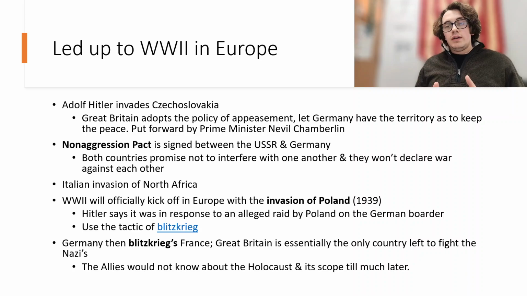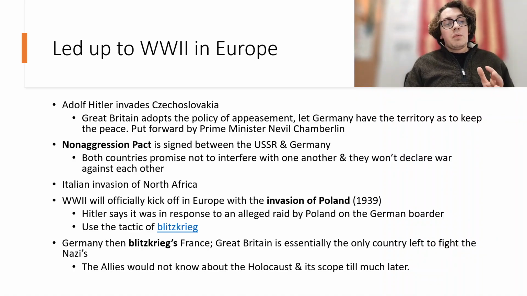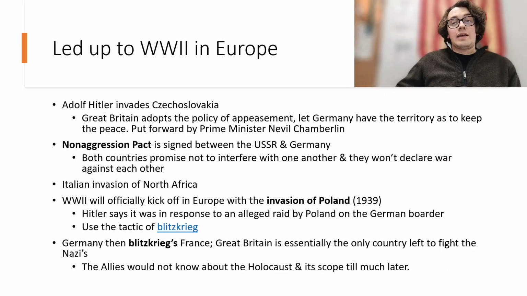Ultimately, after this point, Great Britain's like, all right, we need to step in. The Treaty of Versailles declared that Poland is never allowed to be invaded again. We need to step in and stop the Nazis this time. But by this point, Germany's already taken over Poland. They flip and they start attacking France. And that's basically going to leave Great Britain to be the only country left fighting the Nazis in Europe.